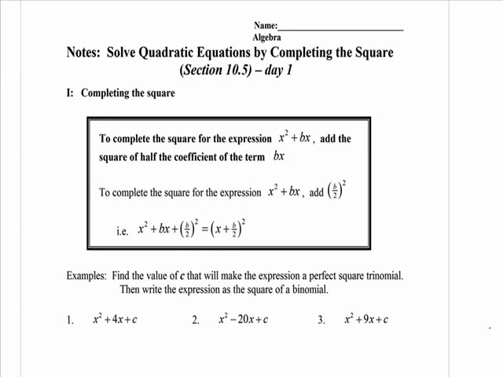So on your homework the other day, you had a section where you had to complete the trinomial so that it would be a perfect square trinomial. And we're going to do a little more practice of that today. And we're going to follow this set of directions.